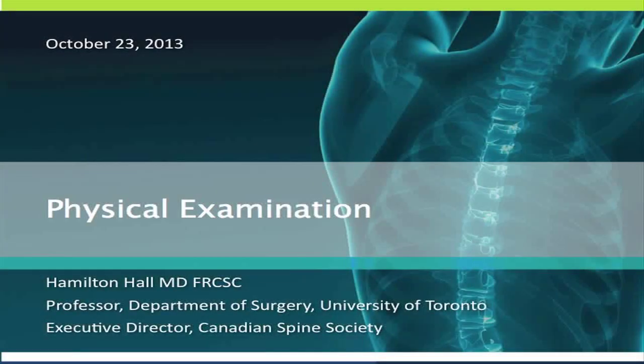The physical examination never makes the diagnosis, but it supports the history. If what you told me on history, I expect to see on physical. So the physical examination is not an independent event. You don't just do the same thing every time. You do what you do based on what the patient told you.